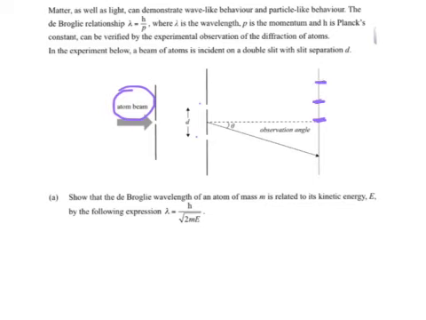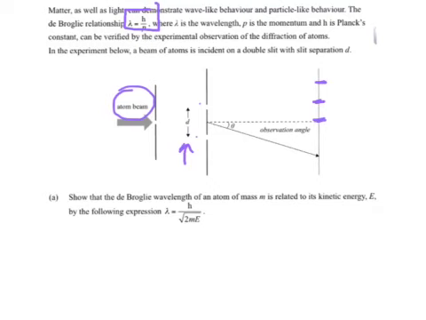Anyway, carrying on, the de Broglie relationship: wavelength equals h over p, where lambda is the wavelength, p is momentum, and h is Planck's constant. That equation can be verified by the experimental observation of the diffraction of atoms. In the experiment below, a beam of atoms is incident on a double slit with separation d, given there. So that's telling you a bunch of stuff that's going to be in the formulas.